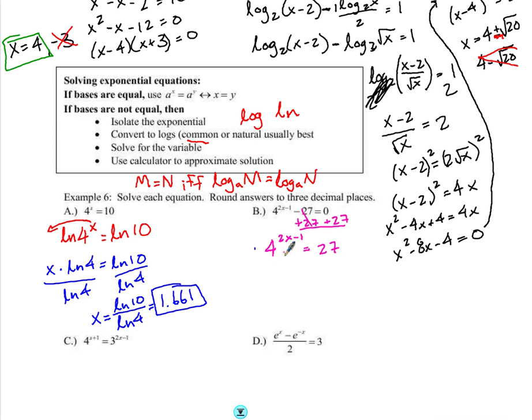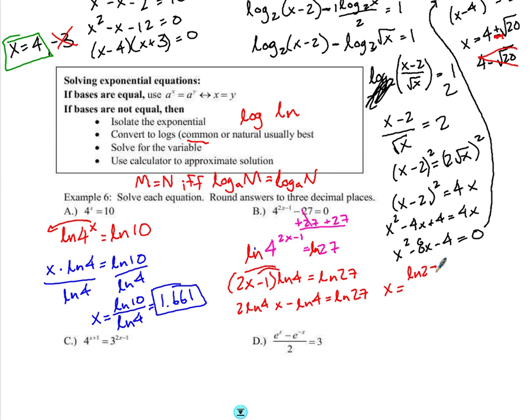So here now I have 2x minus 1 times the quantity of the natural log of 4 is equal to the natural log of 27, which are just weird, irrational numbers. To solve for x, I'm going to have to distribute, and then I'm going to have to add and divide. So in this case, x should be equal to the natural log of 27 plus the natural log of 4, all divided by 2 times the natural log of 4.